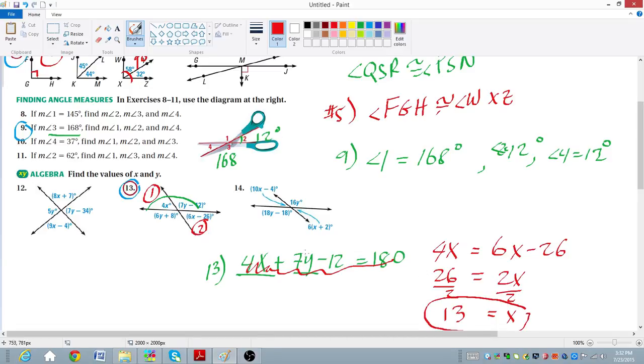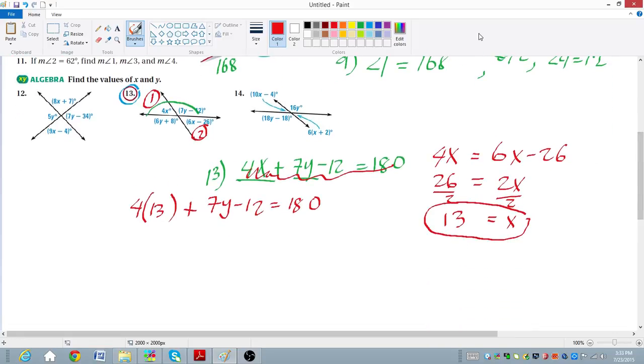Now I just need to plug it back in to solve for y. So let's plug it back into here. I know that 4 times 13 plus 7y minus 12 equals 180. There's a couple ways to go about this. I'm just going to go this route. 4 times 13 is equal to 52. So 52 plus 7y minus 12 equals 180.